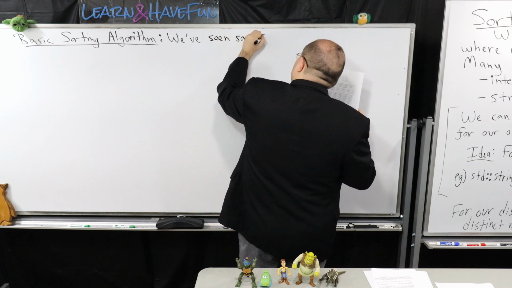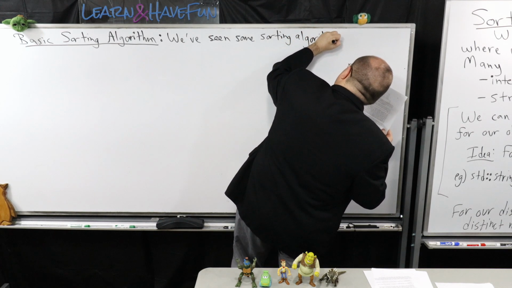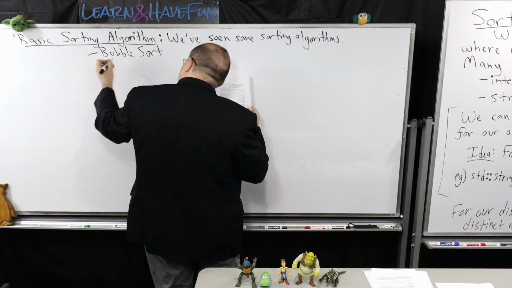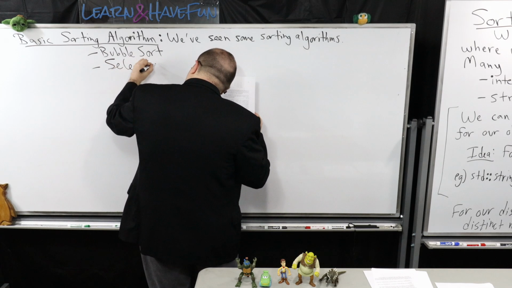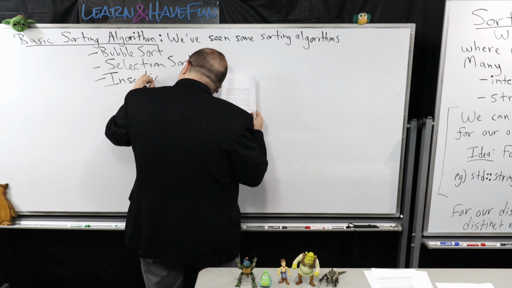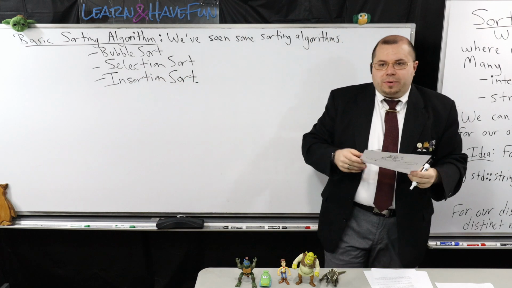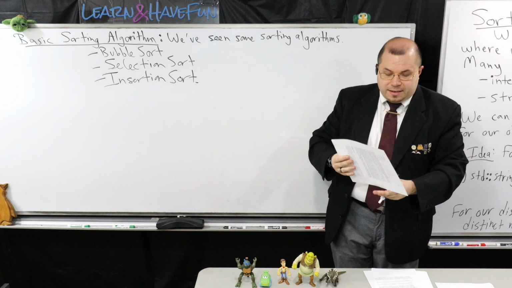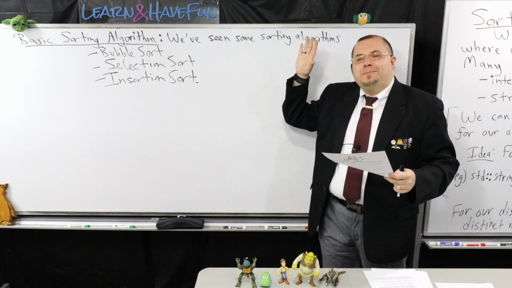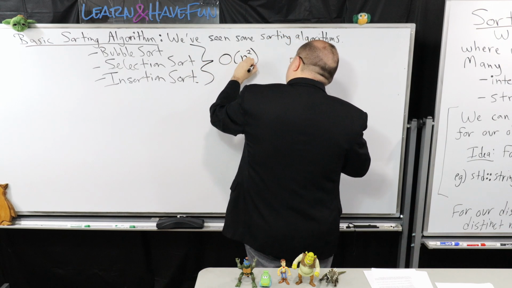So we've seen some sorting algorithms. For example, you may have seen bubble sort, selection sort. We talked specifically about insertion sort earlier. The first thing I want to make a remark about is that all three of these have the same worst case time complexity. All of them take big O of n squared. So all of these take big O of n squared time.